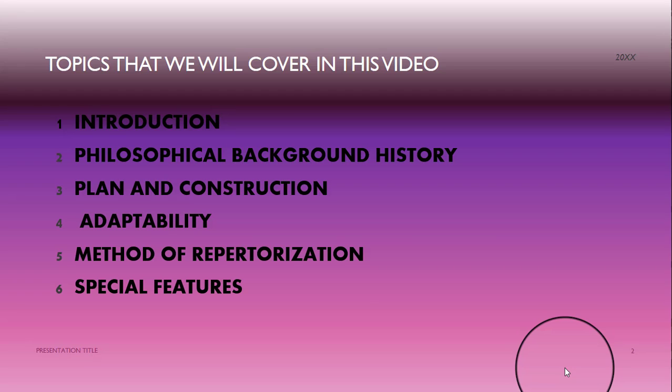And then we will discuss the philosophical background of BTPB. Then we will discuss the plan and construction. Then next we will discuss the adaptability, which is a very important part of this repertory. Then next we will discuss the method of repertorization. And lastly we will discuss the special features of Bonning-Hassan's Therapeutic Pocket Book, that is BTPB. So these are the basic topics that we will cover in this video. So let's start.